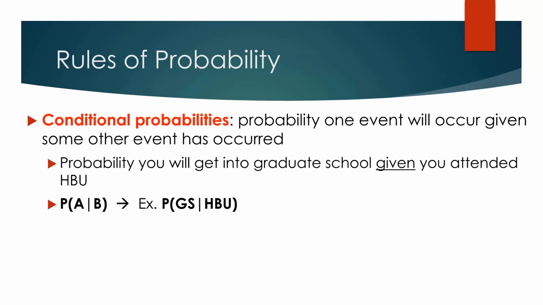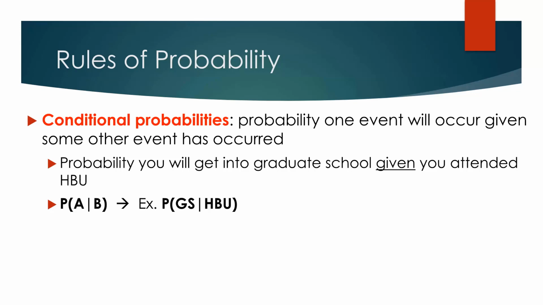So for example, what is the probability that you get into graduate school given that you've attended HCU? What is the probability you will get into graduate school given that you attended HCU? So the probability of getting into graduate school is conditioned upon you going to HCU. So it's the probability of one thing given that one thing happens first. Given that I went to HCU, what's the probability that I get into graduate school?